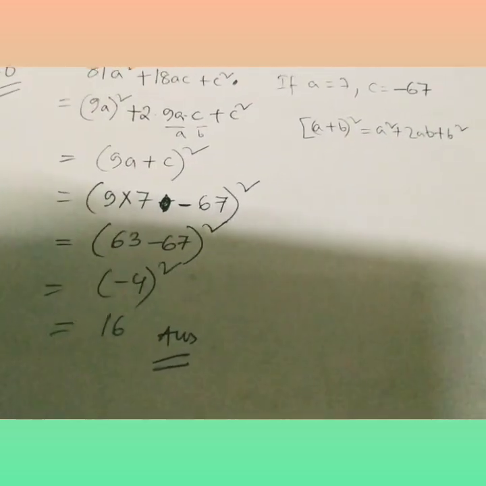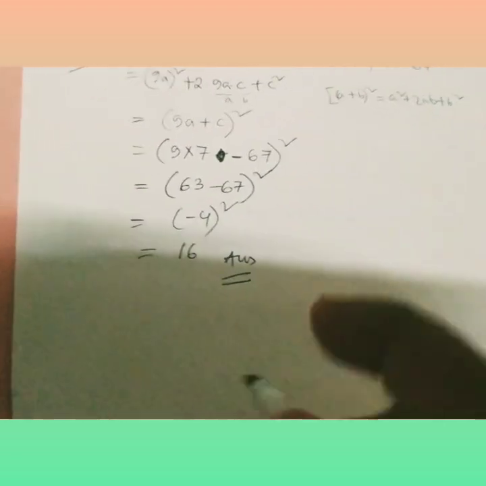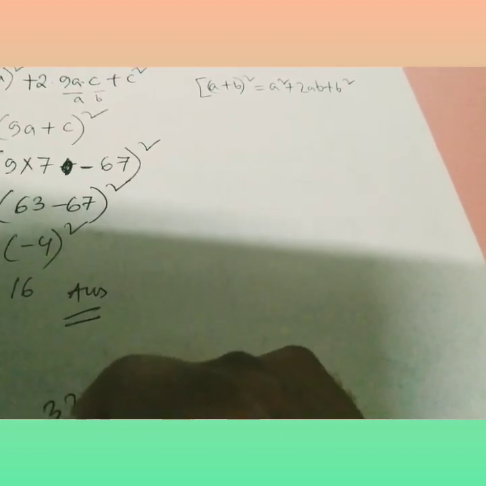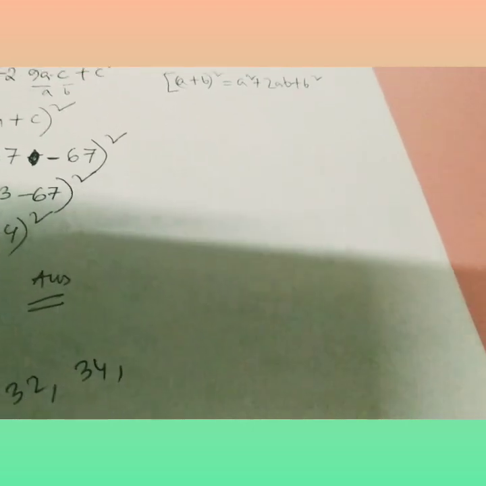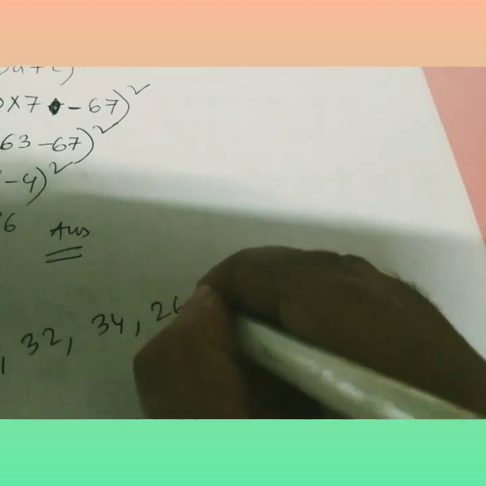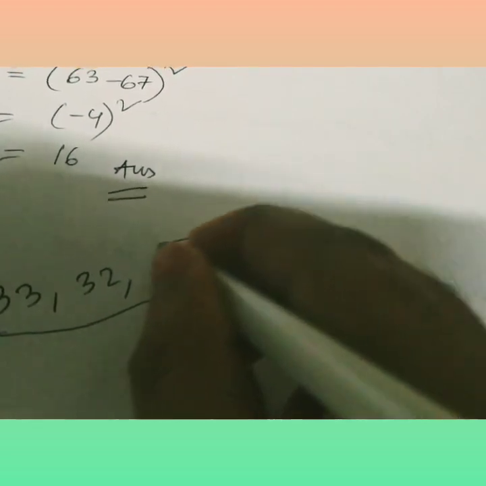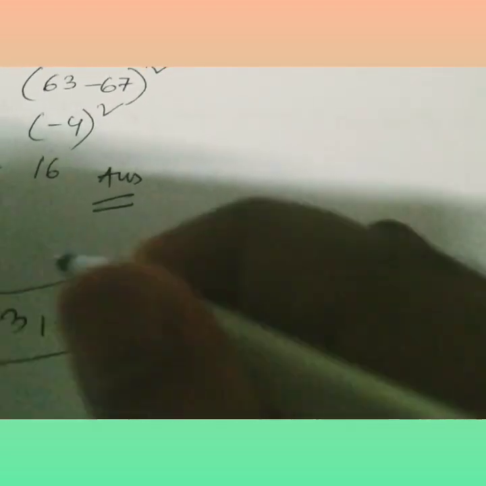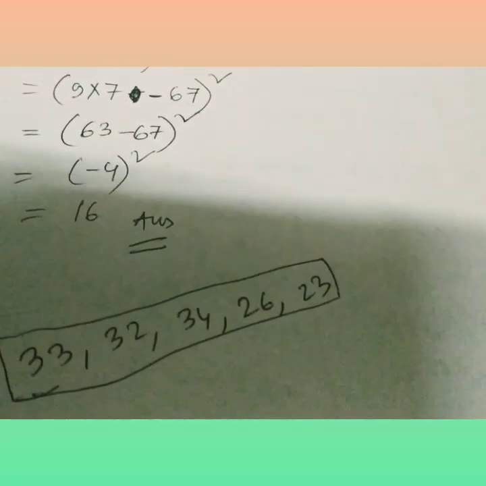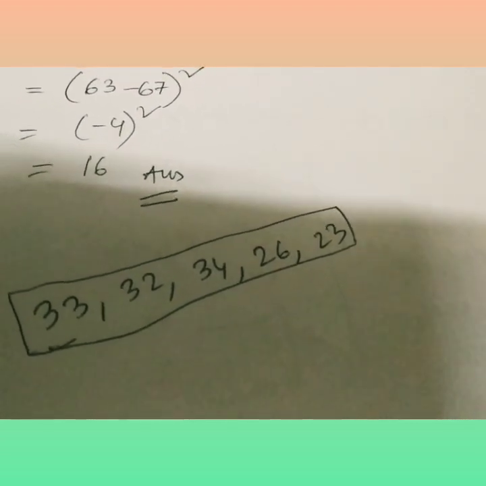So that's it for this particular chapter. And let's give you some homework at home. Try and solve number 33, 32, 34, 26, 23. Solve this at home, okay? So next class I will be discussing MCQs from some chapters. Rafiq sir will discuss most of the chapters, like algebra and geometry I will discuss.